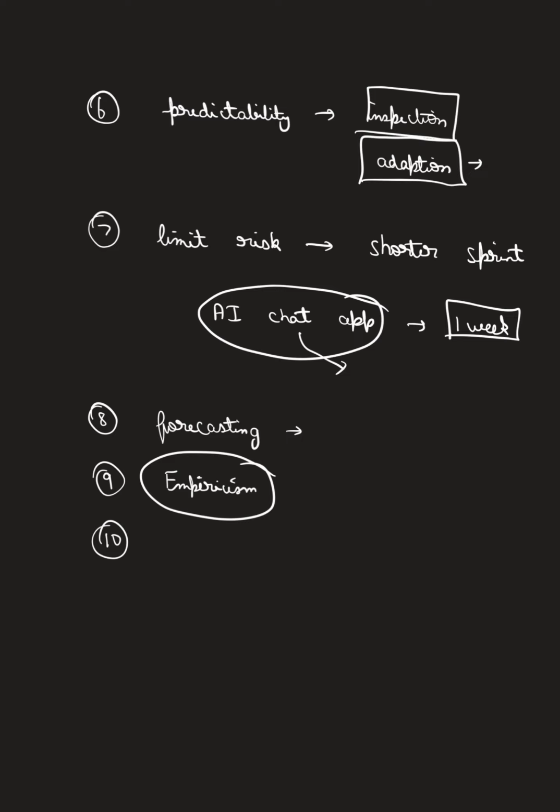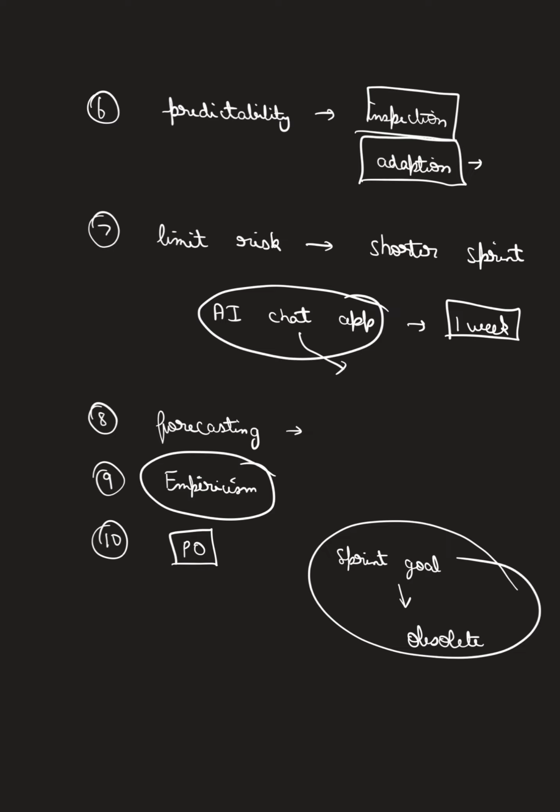A sprint can be cancelled only by the product owner, and in only one condition: when your sprint goal becomes obsolete. Then only you can cancel a sprint. Otherwise a sprint can never be cancelled, right friends? So this is also very important. So these are the important things about sprint.